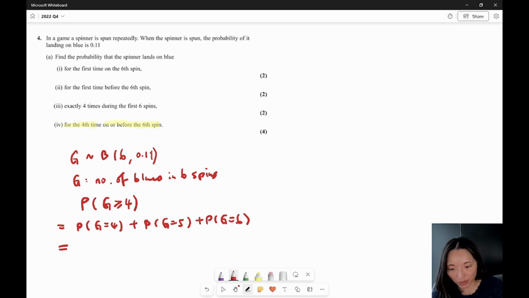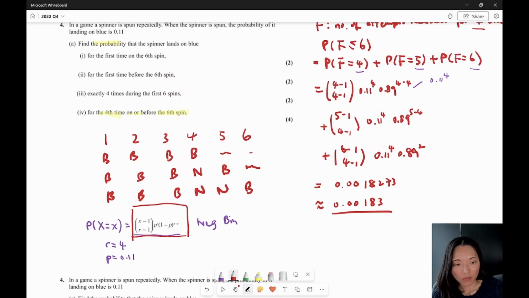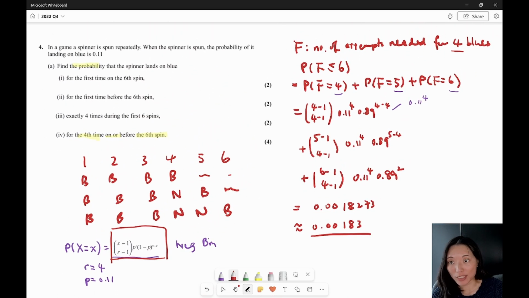Again, we could plug this into the calculator with n equals 6, probability of success equals 0.11, but we can simply work that out as well, using the formula for the probability for binomial distributions. That is that. And then G equals 5 is 6 choose 5, 0.11, 5 successes, 1 failure. And then finally, it's just 6 successes. So that actually gives us exactly the same answer, 0.00183, which is exactly the same as what we got using the negative binomial distribution. So we can see that there's a relationship between using the negative binomial distribution and the binomial distribution.